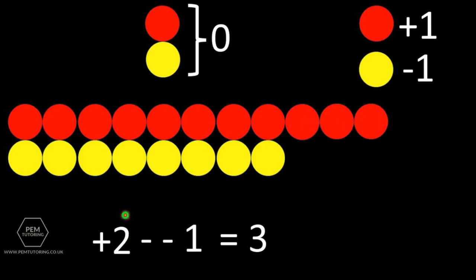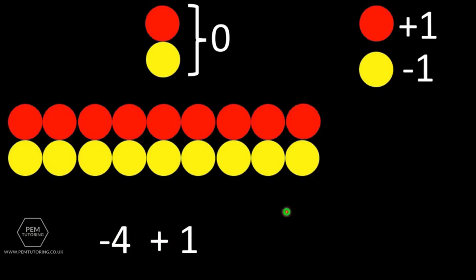So what we have here is a positive number taken away a negative number. So if you take away a negative number, you're removing all the negative parts, so that would give you a positive number. So 2 negatives would give you a positive.